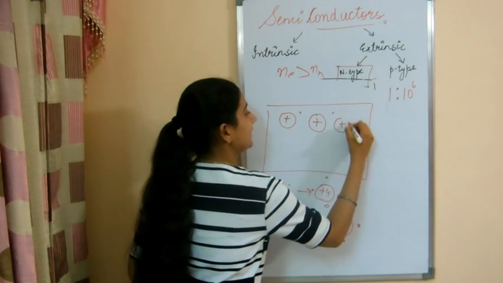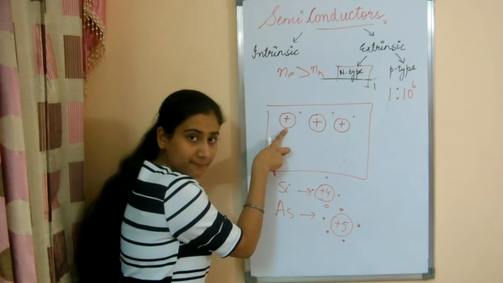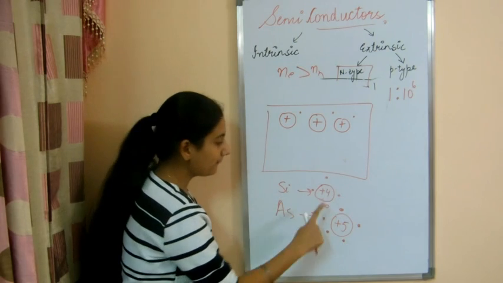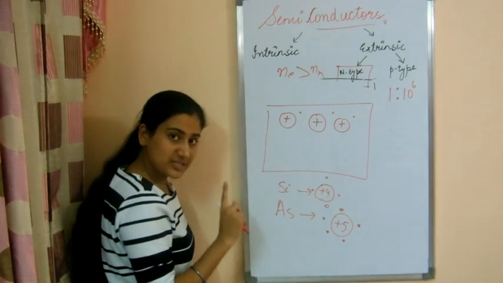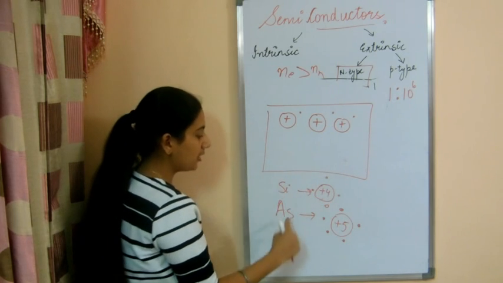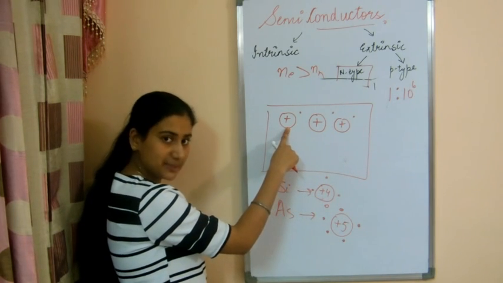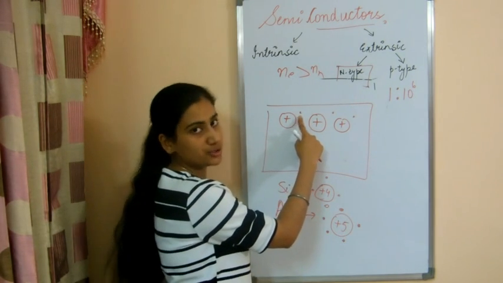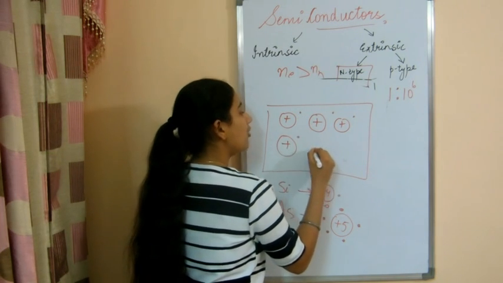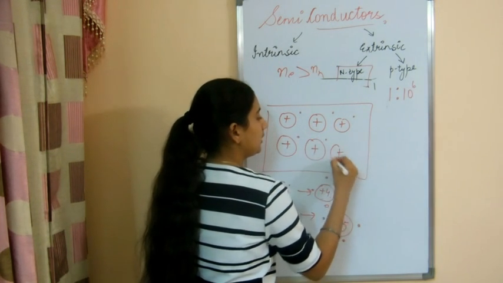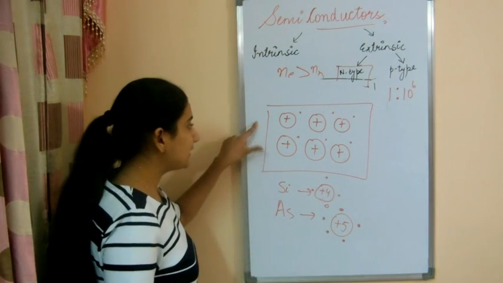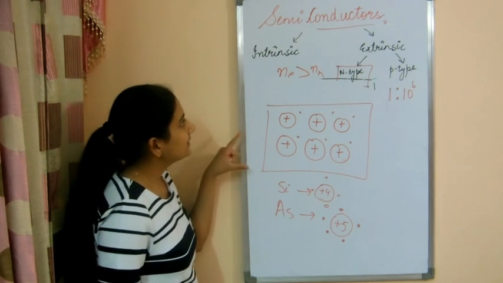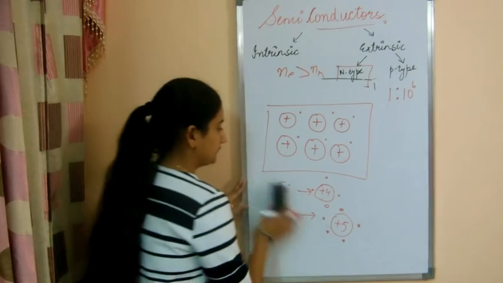I have represented it like this because this impurity differs from silicon. How does it differ? It has one more proton in it. So plus 4 for silicon and plus 5 for arsenic, so a plus is represented here. And it has one extra electron, so one extra electron is shown. So this is the representation of n-type semiconductors, and it is the main thing for the p-n junction also. This is the representation of extrinsic n-type semiconductors.